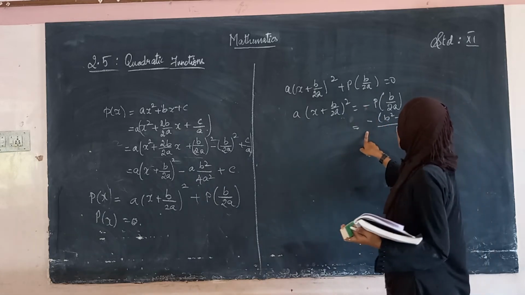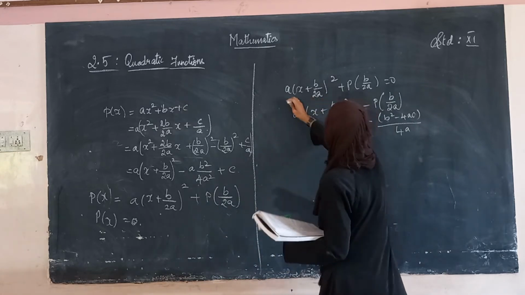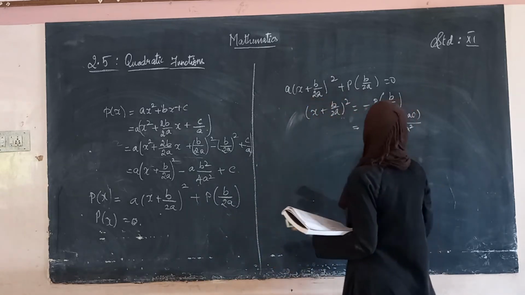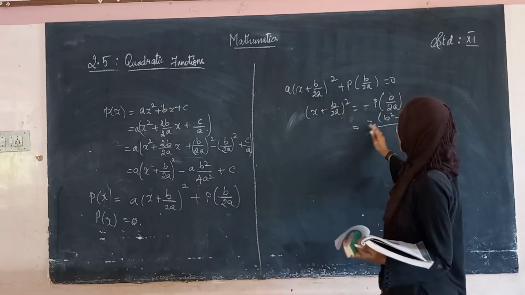We are having one minus here. Okay, so here take this a to this side. What happens when we take this a to this side? It becomes 4 into a square. Now here we have x plus b divided by 2a the whole square is equal to this term.